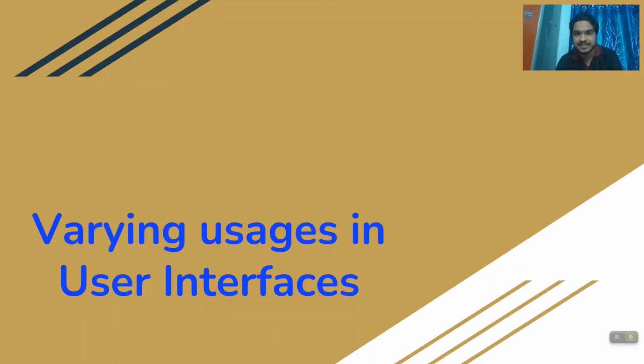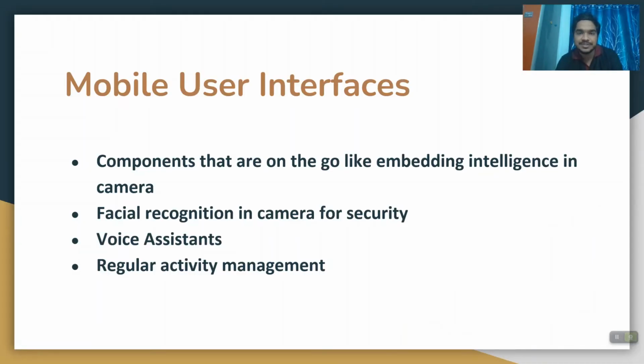Moving on to the next part of our presentation, we start by looking at varying usages in user interfaces. The most prominent user interface that we use on a regular basis is the mobile user interface. It comes with components embedded with intelligence, like our camera used for detecting our face while we are trying to take a photo, or using the facial recognition security feature to unlock itself. We often use our phones to make a call as well using Google Assistant or Siri.